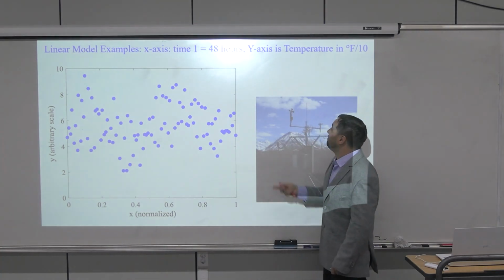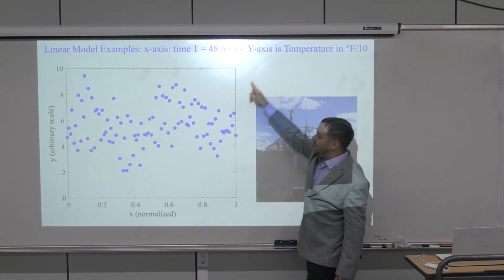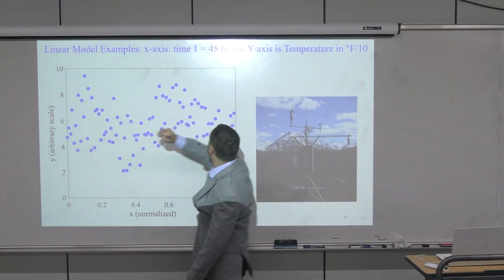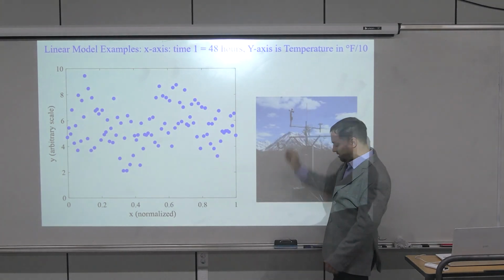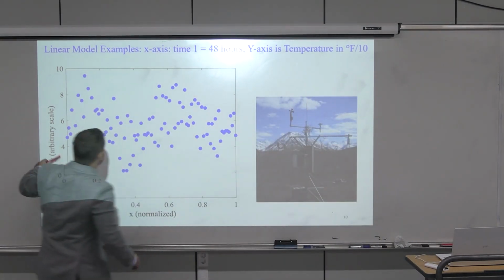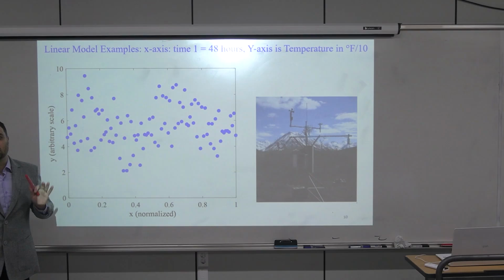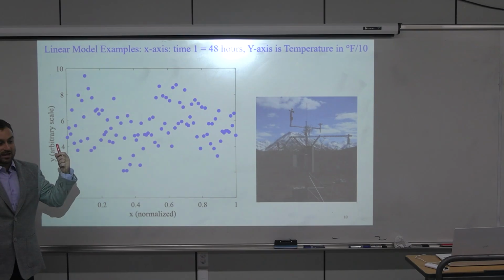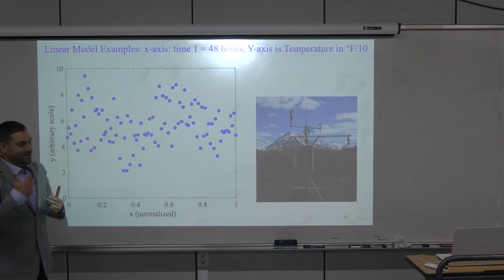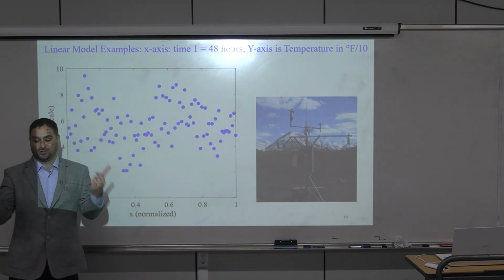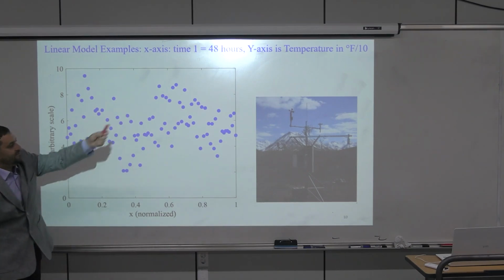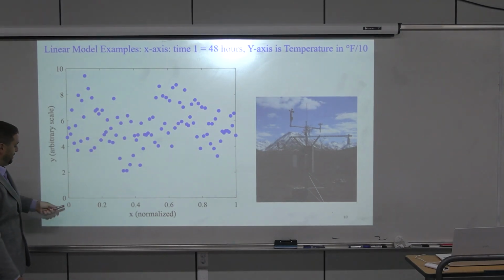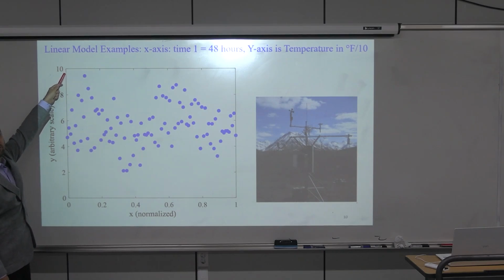And then the y-axis here is the temperature, but it's in degrees Fahrenheit. For example, the United States uses the English system, and I'm from the United States, so for temperature outside, I usually use Fahrenheit. But it's the degrees Fahrenheit divided by 10. So this would go from 0 degrees Fahrenheit to about 100 degrees Fahrenheit.